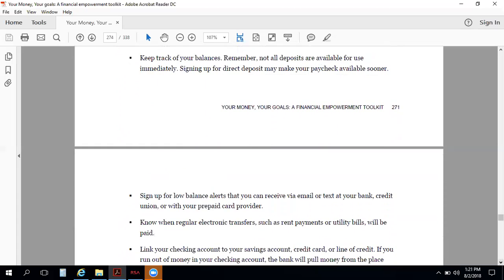So how can you avoid that? Obviously, keep track of your balances. Know when debits are going to be coming out of the account if they don't come out right away. Know when the regular electronic transfers, such as rent payments or utility bills, will be paid. If somebody's paying a bill online, they have to keep track of that money that they have going out just as if they wrote out a paper check.